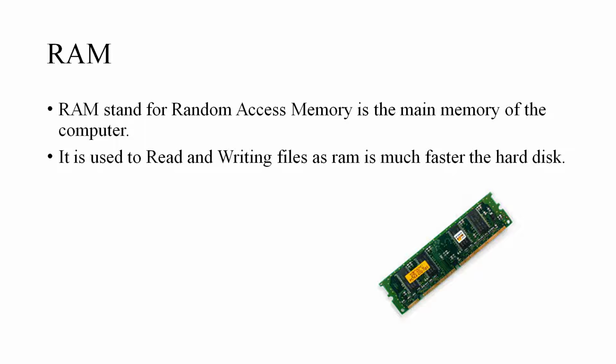RAM. RAM, as we have discussed earlier, stands for random access memory, and is the main memory of the computer. It is used for reading and writing files, as RAM is much faster than the hard disk. But we have also discussed that RAM stores data temporarily. It cannot store data permanently. It stores the data as long as the data is needed, or as long as the CPU is processing the required data, or as long as the computer has the power turned on. As soon as it shuts down, all the data in the RAM is deleted and gone.